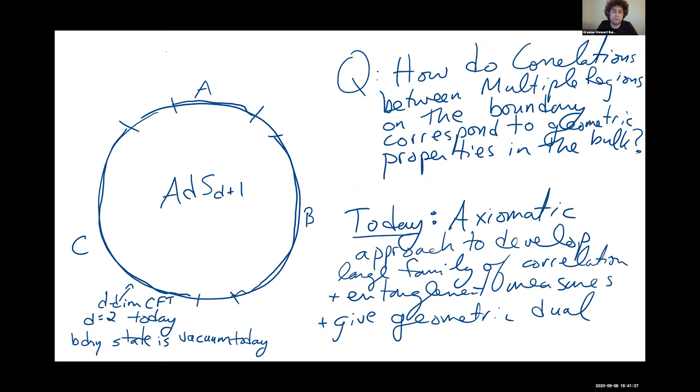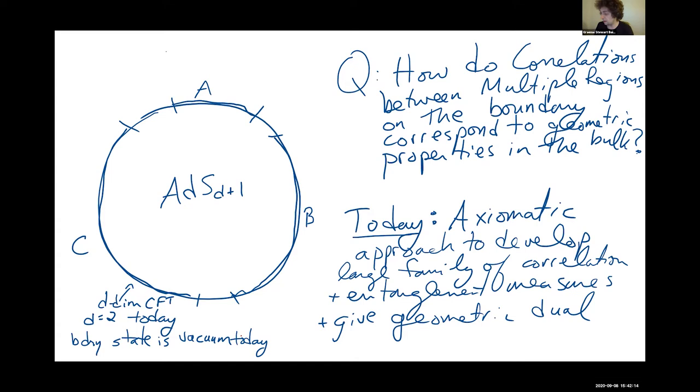The general question that we want to understand is this. We have holography, so we have some conformal field theory on the boundary of AdS, and somehow there's a relationship between what goes on in the boundary and what goes on in the bulk. We'd like to understand how correlations between multiple regions on the boundary correspond to geometric properties in the bulk.